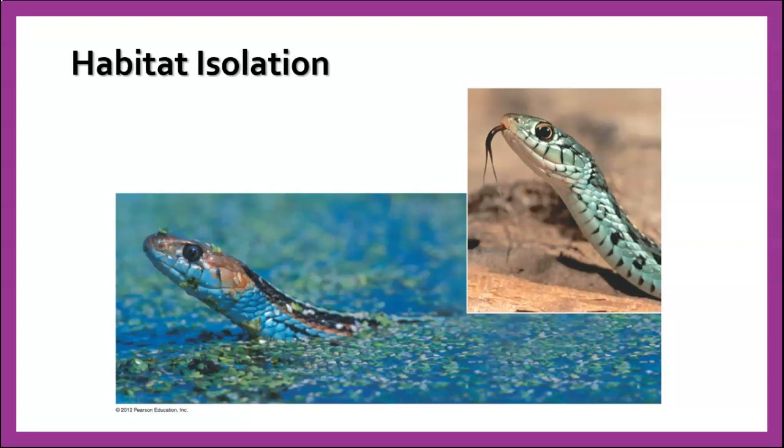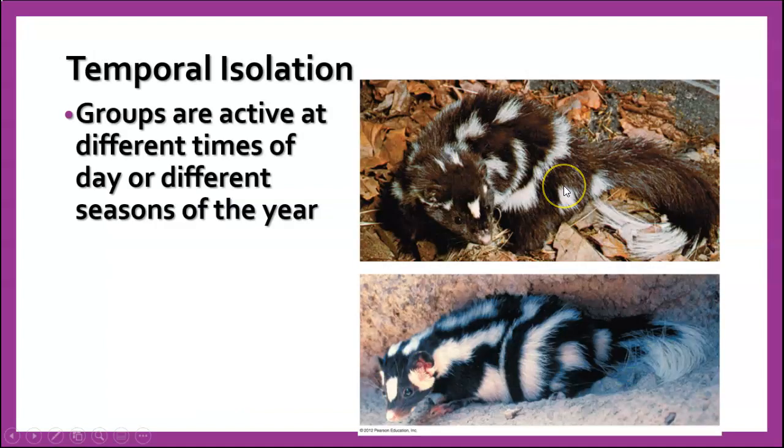Habitat isolation is when populations are separated into habitats that do not allow them to come in contact with each other very often. You have the snakes here. The snakes on the left live in the water. The ones on the right live on the sand. If they are adapted for those particular areas, they're less likely to come in contact with each other, and therefore it would be difficult for them to interbreed when it was time to breed, because they wouldn't be in the same place at the right time.